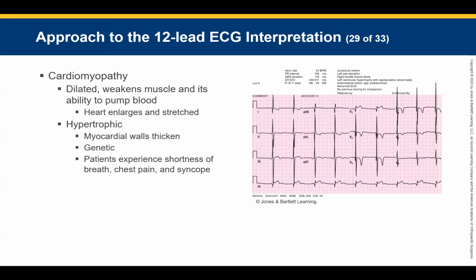Is this anything? Hypertrophy, this is cardiomyopathy, hypertrophic. Dilated is weakened muscle and its ability to pump blood, the heart enlarged and stretched. Hypertrophic, the walls thicken. So those go together most of the time. When we talk about cardiomyopathy, that's the dilated, weakened muscle. Hypertrophic is that muscle wall being thick. And it looks just like this. See how those R's and S's are all running into each other? This becomes very hard to determine what you're dealing with because it's all running into each other. It's very frustrating as a medic when you can't even see what you see.